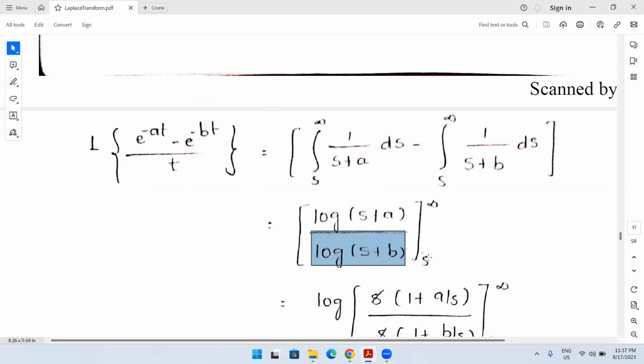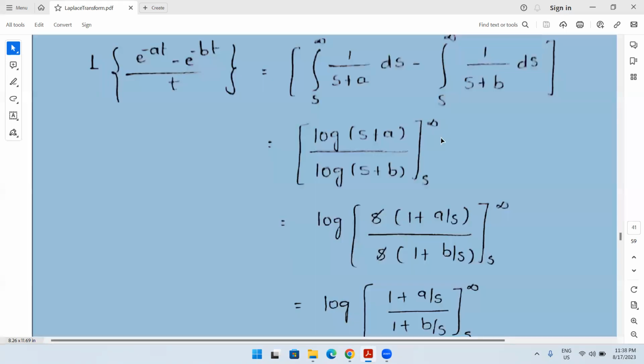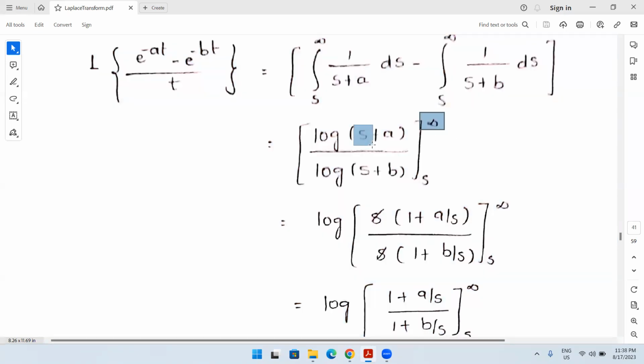Okay. And next, the limits are s to infinity. If we substitute infinity directly, the upper limit, in the place of s, we get log of infinity by infinity, an improper form. So what do we do? To avoid that improper form, take s common in the numerator as well as s common in the denominator, inside the log only, not out of the log. If you take s common, we get 1 plus a by s in the numerator, and in the denominator also, 1 plus b by s.